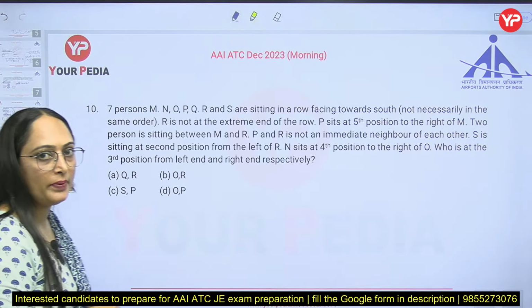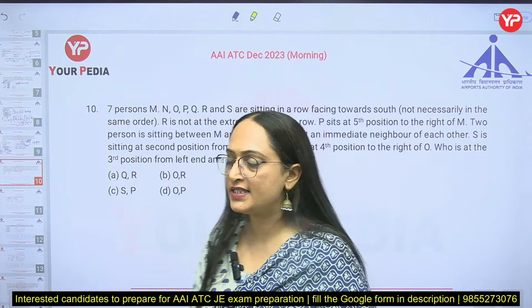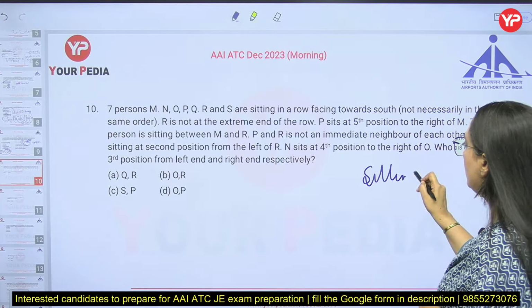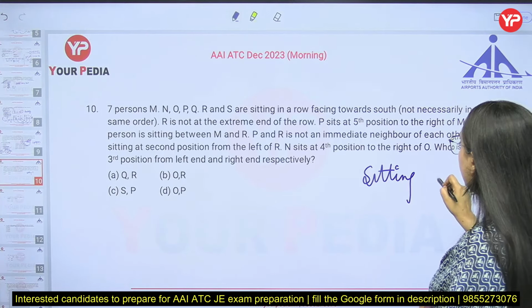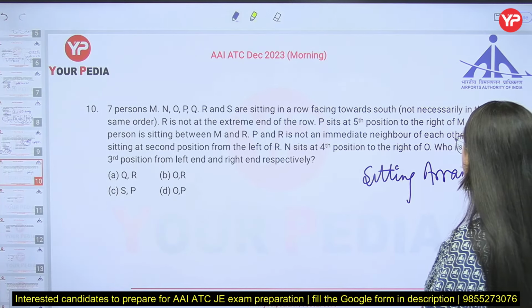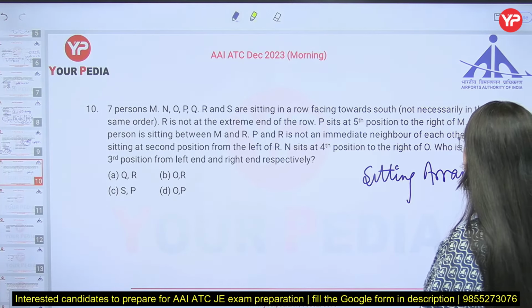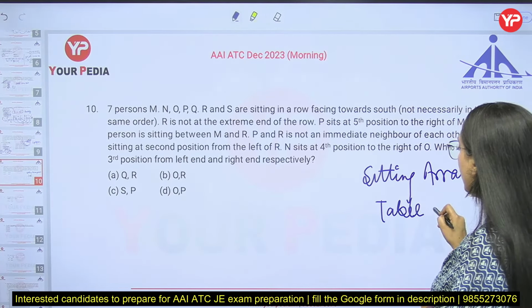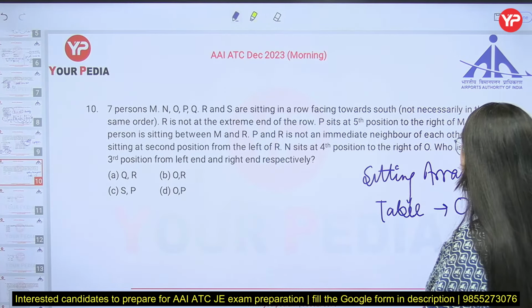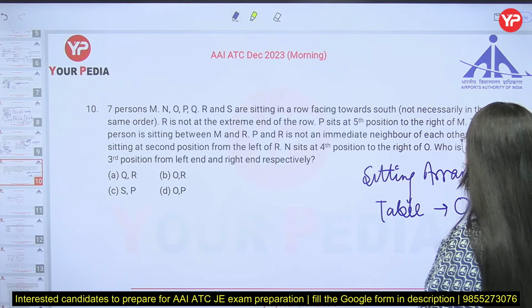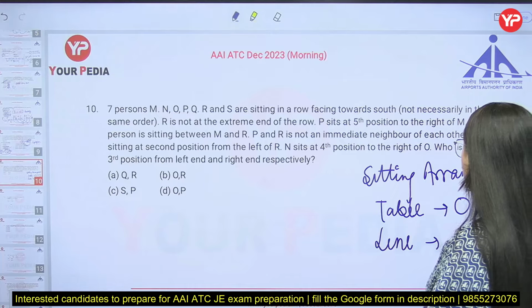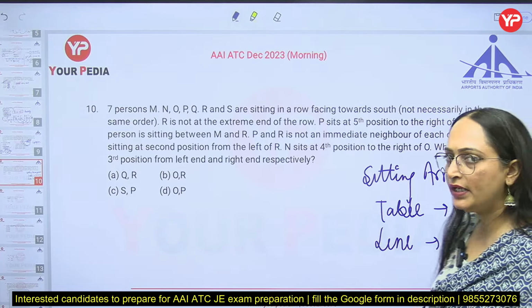Very important topic. One more important topic, this is also very important. This topic is sitting arrangement. There are two types of sitting arrangement. Circular, when they are sitting around a table. The shape of a table can be circular, square, hexagon. And sometimes they are sitting in a line. The line can be horizontal or vertical.